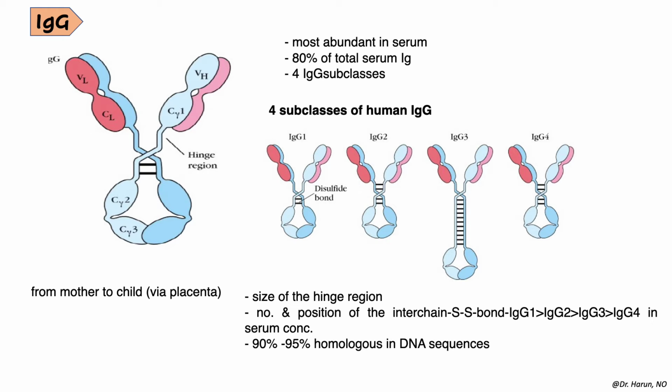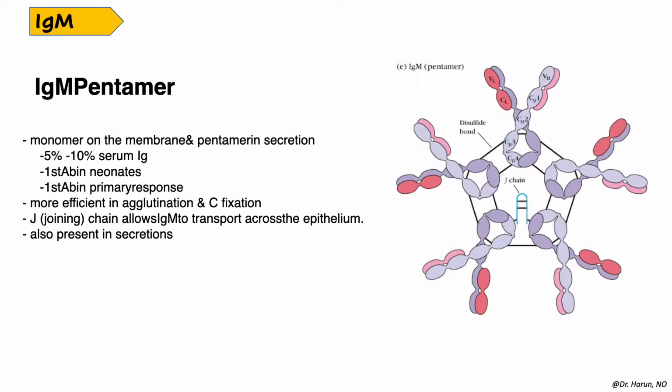Okay, for IgG, it is the most abundant in serum, about 80% of total serum Ig. And also there are 4 subclasses of IgG, that is IgG1, IgG2, IgG3 and IgG4. And usually it is transferred from mother to child via the placenta during pregnancy.